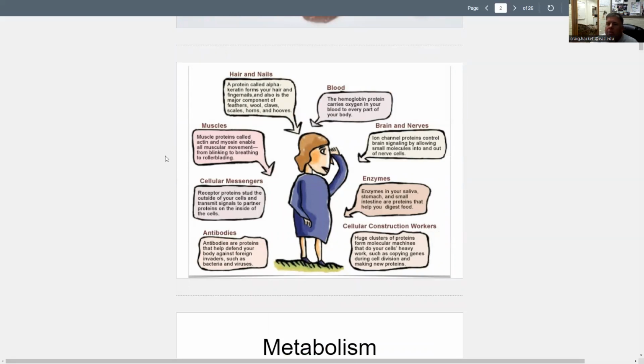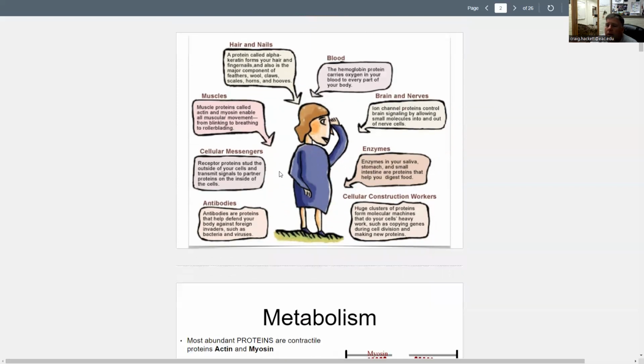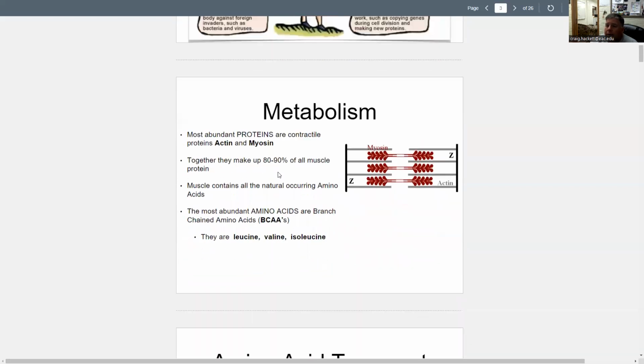And here's just a quick little slide that shows you all the things that it does do, and it's just about everything. So we need amino acids. We need to eat them. We need to recycle them. There's all kinds of ways that we can get a protein or the amino acids. So because they're vital, we absolutely need them.